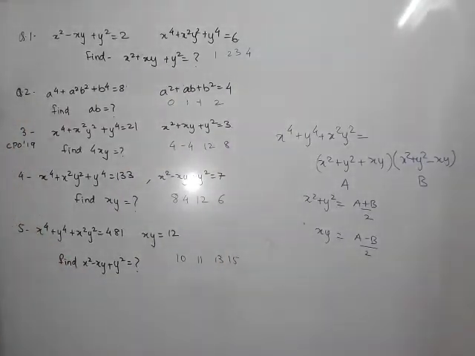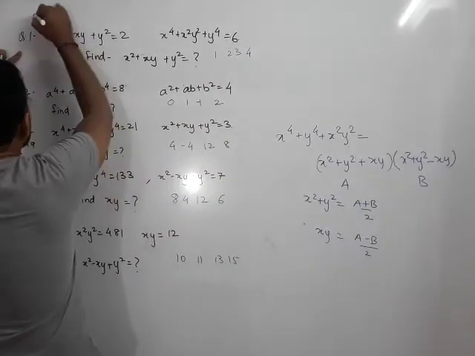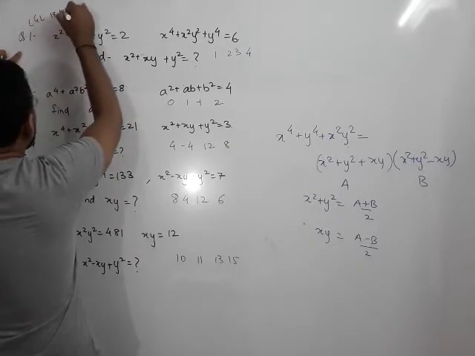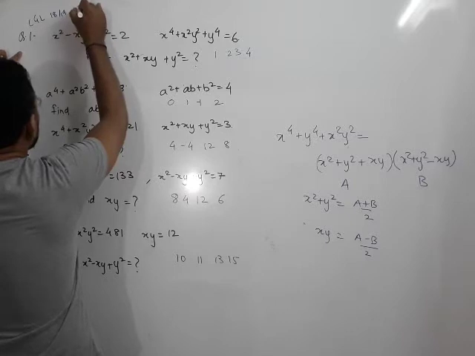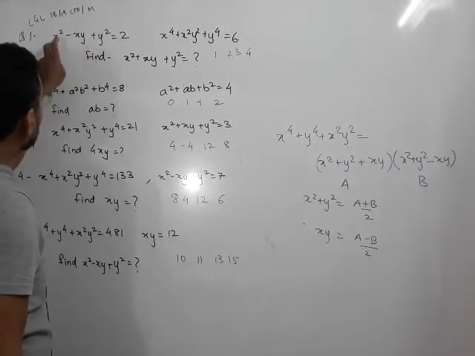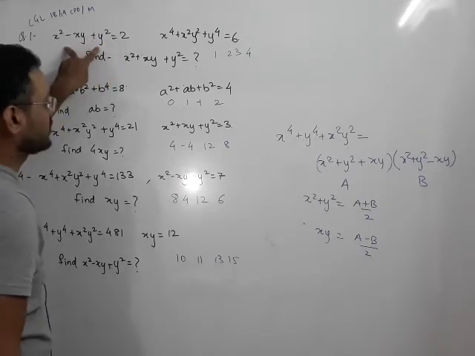You take a screenshot once and then we'll start. Okay, first question. Question number 1. All of these were asked in CGL 18 or 19, CPO or mains. Now x square minus xy plus y square is 2. Means this is what? This is my negative term.